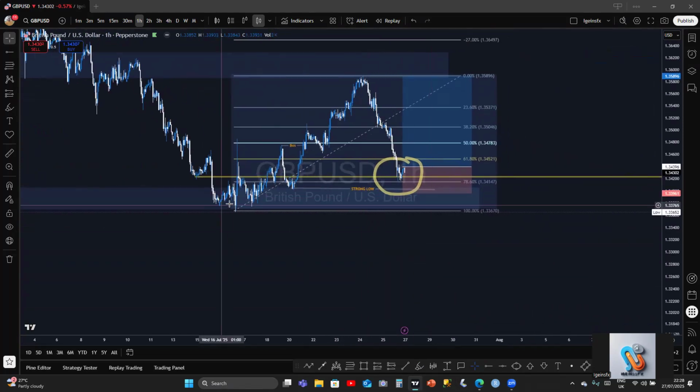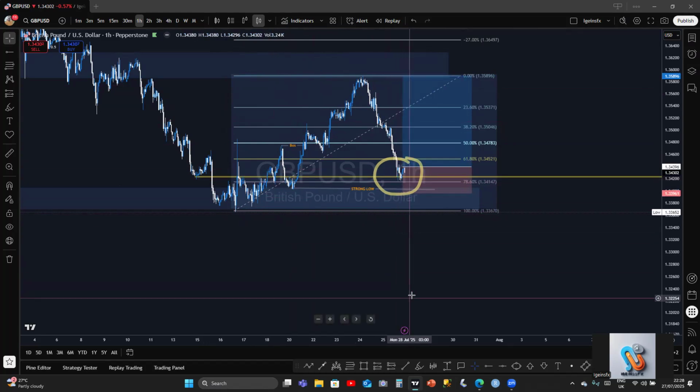But as far as structure is concerned, this level should hold. Why? Because this guy here broke structure to the upside. He has done his job. He created a high, so it's a strong low. So until price breaks below this level, we know that it's going to continue.